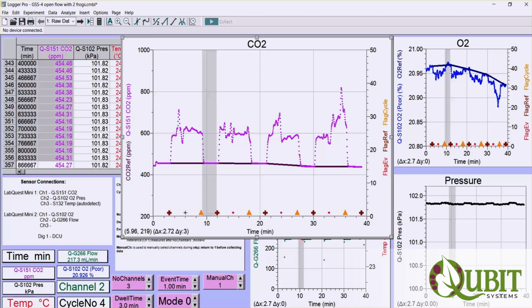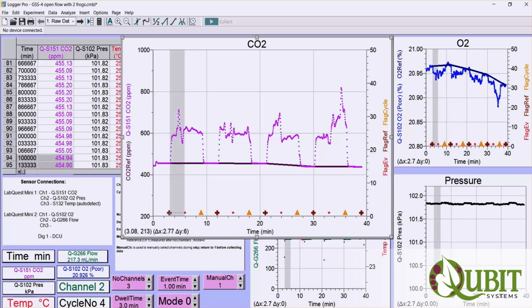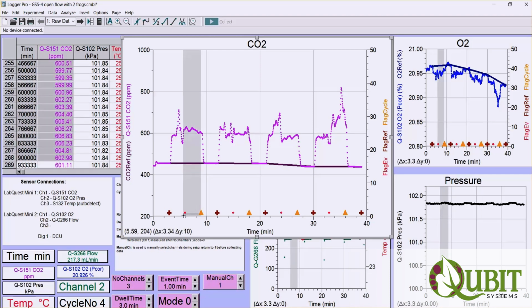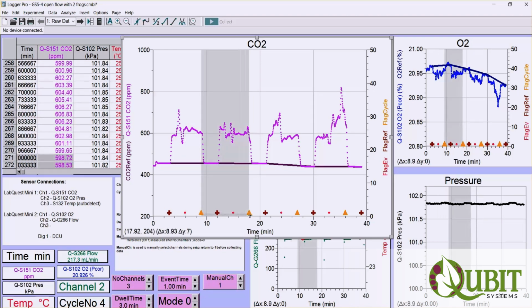So we're measuring channel 2 between the red dot and this red cross, and we're measuring channel 3 between this red dot and the orange triangle. And each cycle is represented by these orange triangles. So here you're looking at a single cycle.